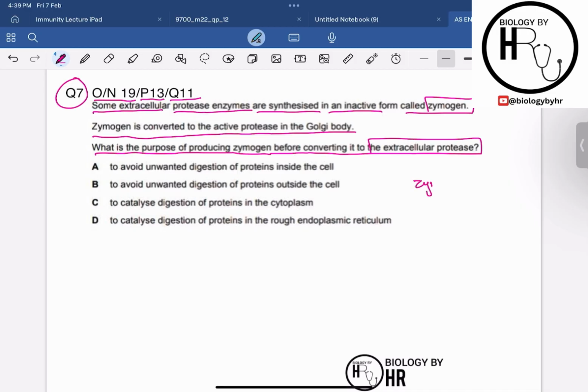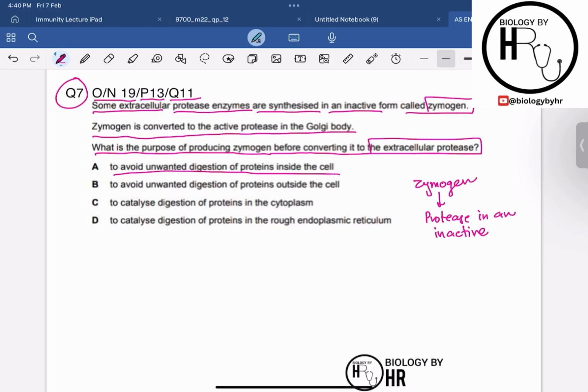Alright, so basically they are talking about the zymogen, which is a protease in an inactive form, right? They are asking the reason why the protease enzyme zymogen is initially produced in an inactive form before it is converted into the extracellular protease in the active form in the Golgi body. Why are we producing a protease enzyme in an inactive form? It is to avoid the unwanted digestion of the protein inside the cell, right? Because we don't want the zymogen to act on the cellular organelles and digest the protein parts of the cellular organelles.